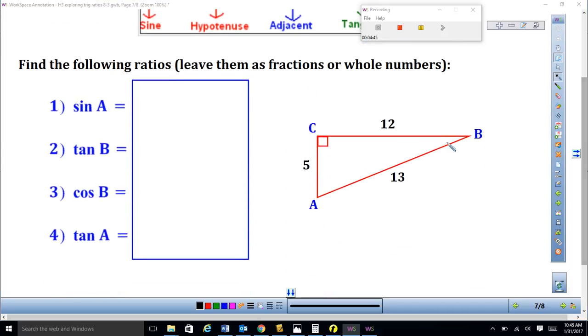So let's find the following ratios, and we'll leave them as fractions. Sine of A. So we're looking at angle A over here, and sine again is opposite over hypotenuse. So my sine of A will be 12 over 13. Tangent of B, so now I've moved over here to angle B. Tangent is opposite over adjacent. So I have 5 over 12.